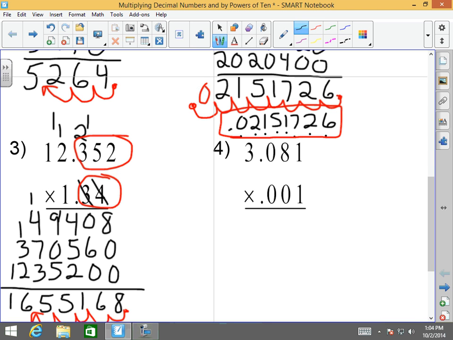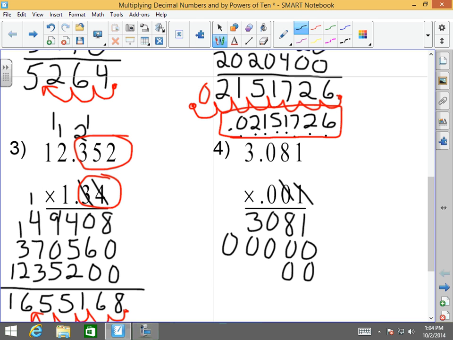Okay, next. 1 times 1 is 1, 1 times 8 is 8, 1 times 0 is 0, 1 times 3 is 3. Skip a space because I used this one. Then 0 times 1 is 0, 0 times 8 is 0, 0 times 0 is 0, 0 times 3 is 0. Now I skip 2 spaces because I used the 1 and this 0. Now I have 0 times 1 is 0, 0 times 8 is 0, 0 times 0 is 0, 0 times 3 is 0. So I have 1, 8, 0, 3.